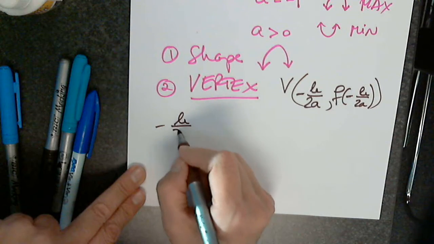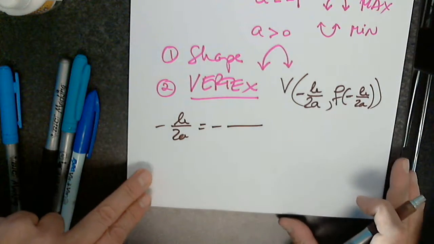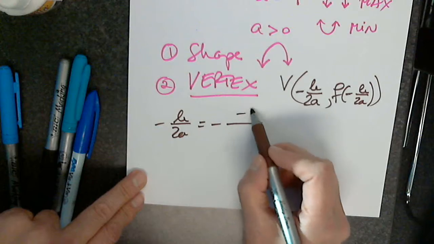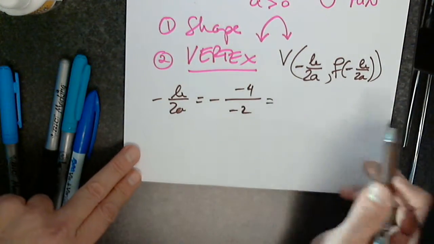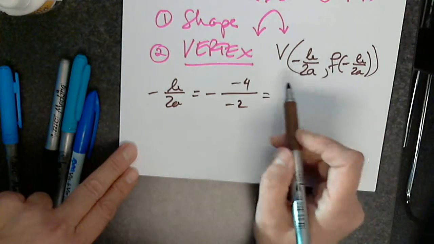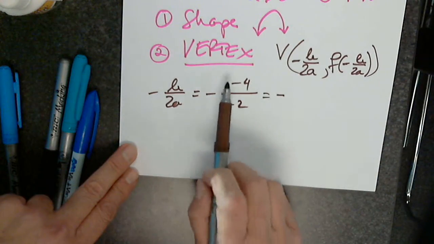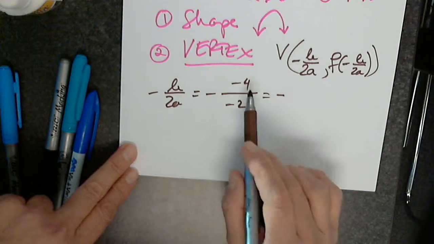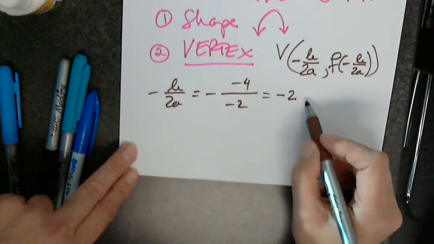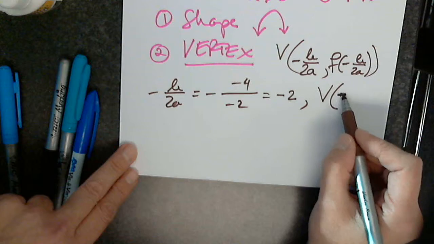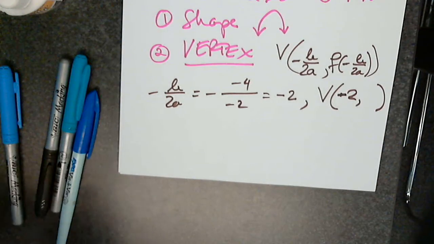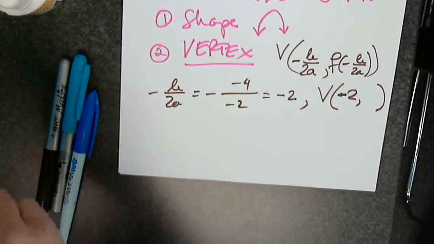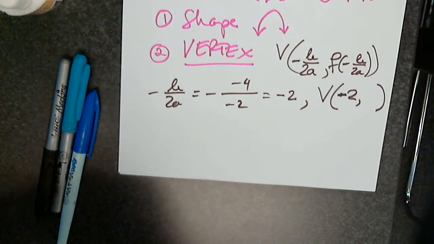So then negative b over 2a, can anyone dictate? Negative 4 over 2 times a, which is negative 2. There are 3 negatives, and the answer will be negative, and then 4 over 2 will be 2. So I already know that the x coordinate of the vertex is negative 2. How do I find the y coordinate of the vertex? Say it again. We agree? We have to plug it in.